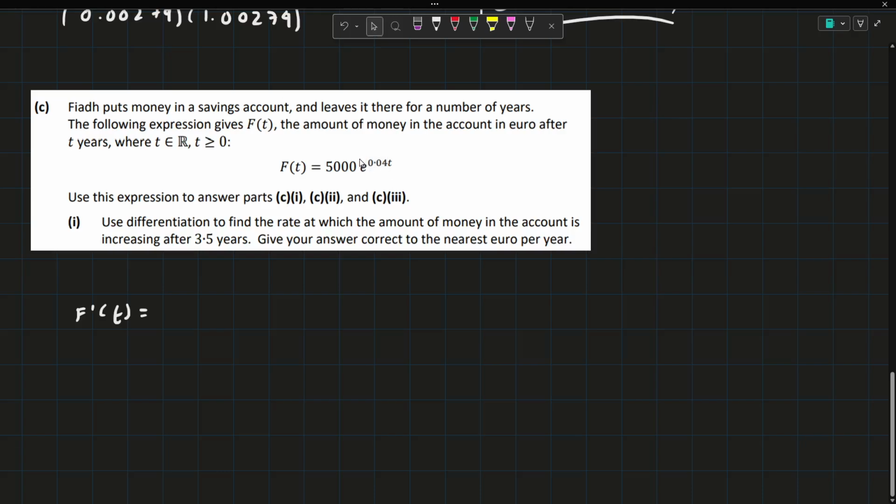If that's too complicated, there is a formula in the log tables for how to differentiate something that looks like this, but I prefer explaining it using the chain rule. So that 5,000 is a constant, that stays out the front.